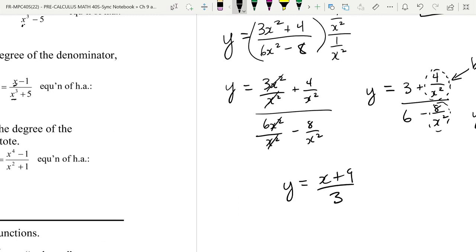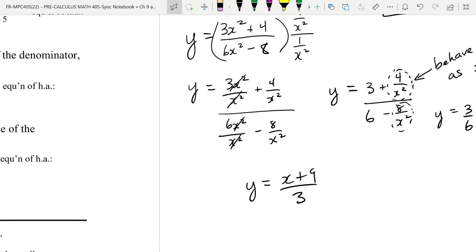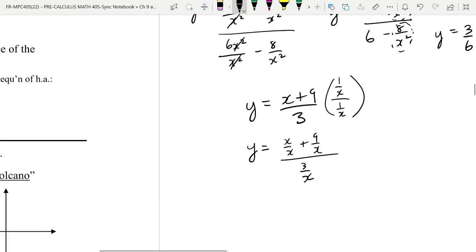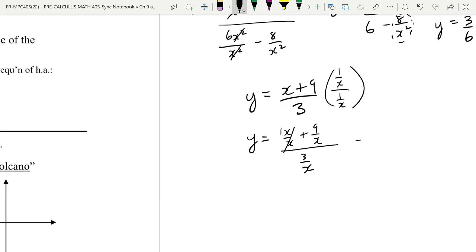And again, what's the biggest degree here? The biggest degree here is x. So here's my 1 times by that, and I get x over x plus 9 over x all over 3 over x. That's just a 1, right? So I now have 1 plus 9 over x and 3 over x.